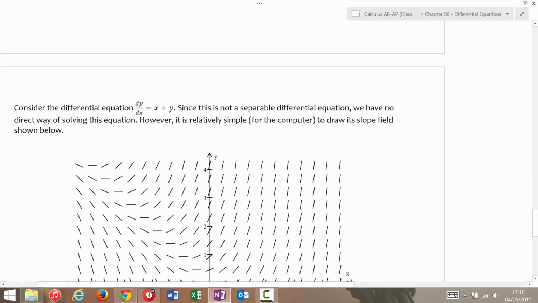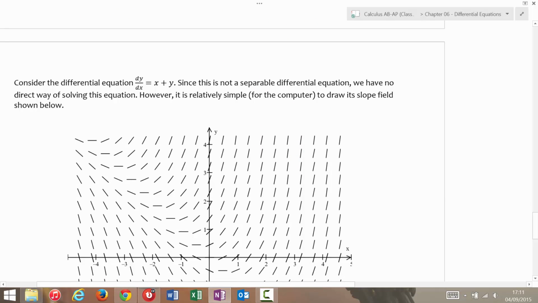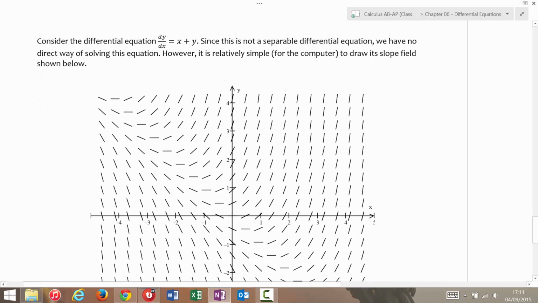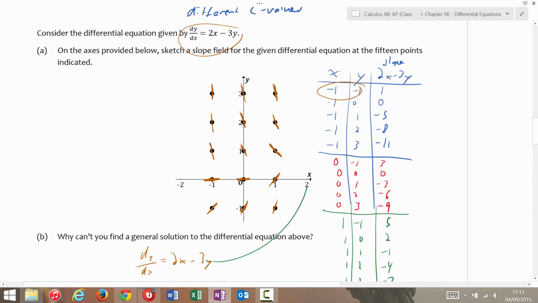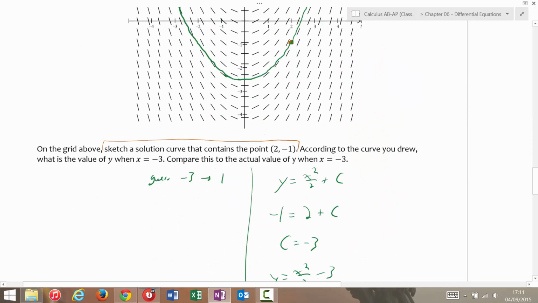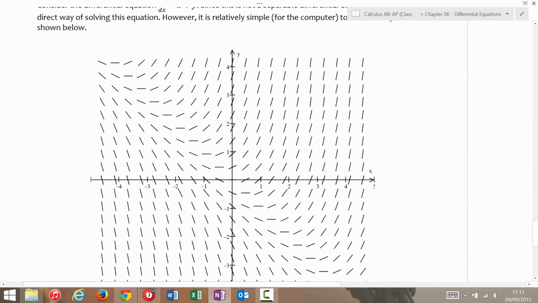Here's another one. Consider dy/dx is equal to x plus y. Since this is not a separable differential equation, we have no direct way of solving this. However, it's relatively simple for the computer, and I want to emphasize this, I'm not going to make you draw too many of those. The only thing I would ever have you do are things like this, where you just do a couple of points, for a computer to draw its slope field.